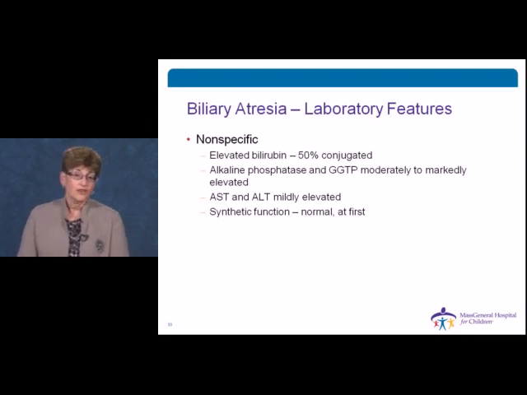What are the laboratory features? Again, nonspecific. The bilirubin will be elevated. 50% of it or so will be conjugated. The rest will be unconjugated. Alkaline phosphatase and GGTP are moderately to markedly elevated, again, because it's primarily a disease occurring at the bile duct level. The AST and the ALT, in terms of hepatocyte inflammation, are mildly elevated, and generally synthetic function is normal at first.